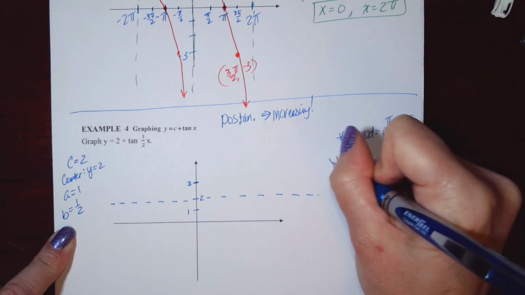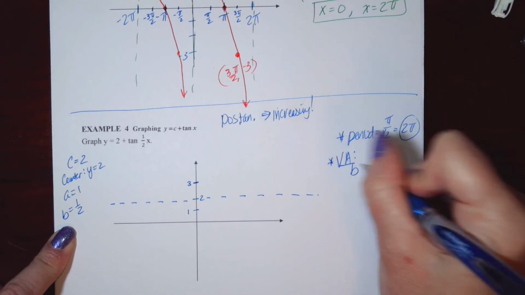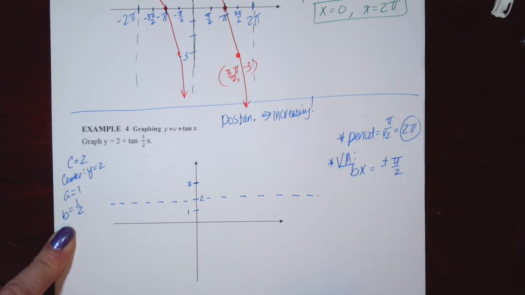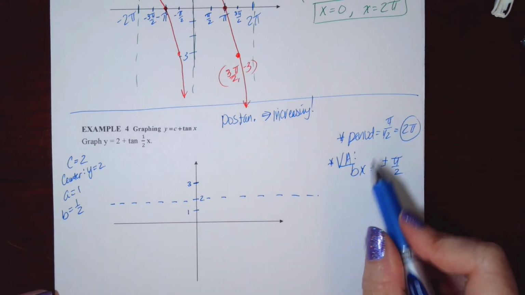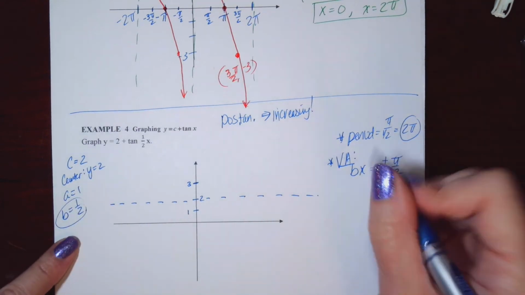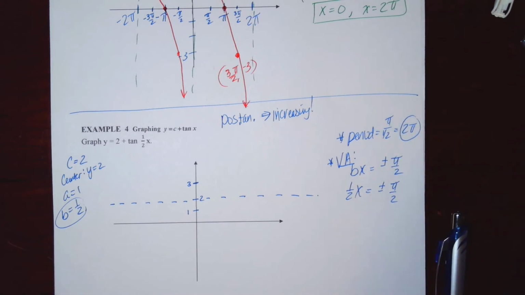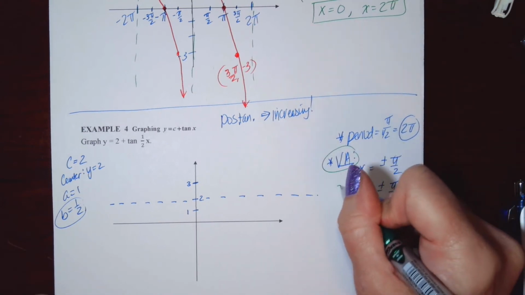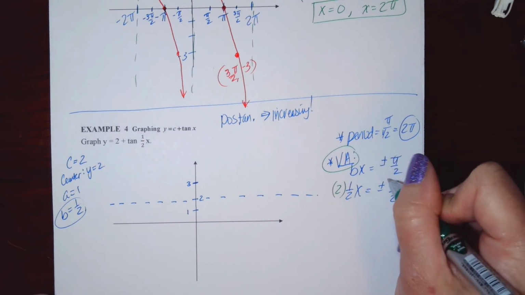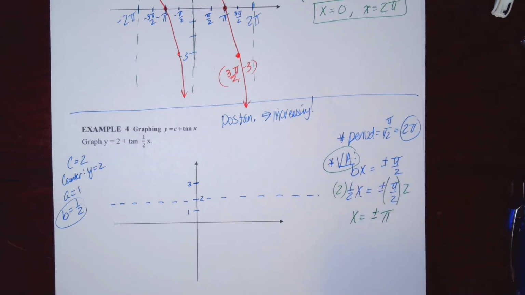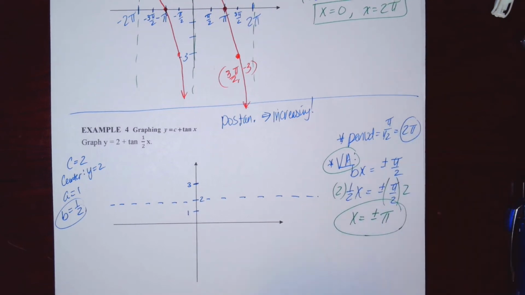And the vertical asymptotes for tangent start at bx equals plus or minus pi half. Tangent is undefined at the odd pi halves. So when I plug in this value for b right here for my vertical asymptotes, plus or minus pi half, to solve for those vertical asymptotes, I multiply everything times 2. X equals plus or minus pi. Positive and negative pi are going to be the locations for my vertical asymptotes. That's going to give me my period of 2 pi.